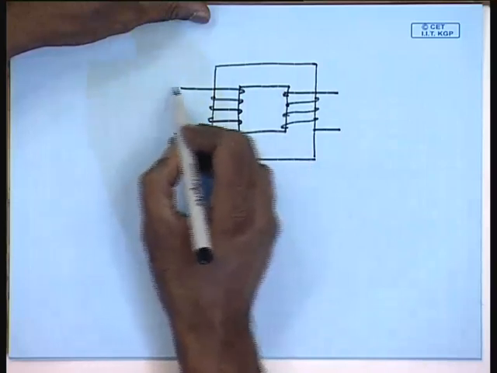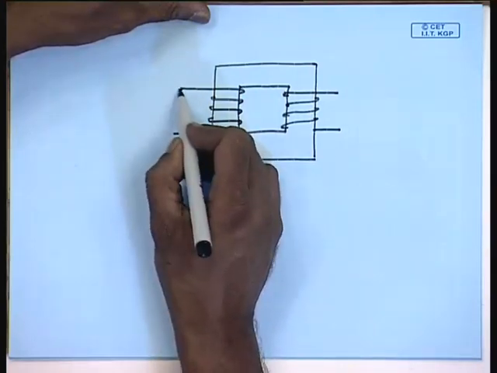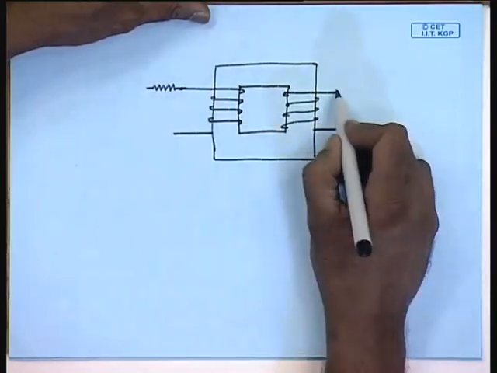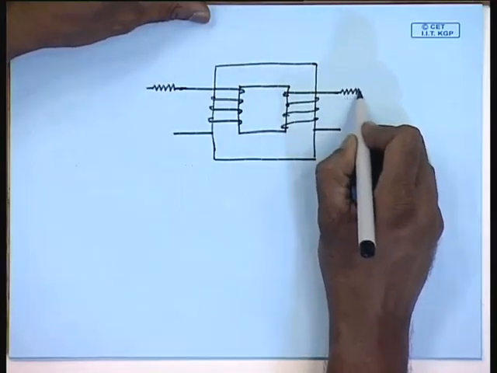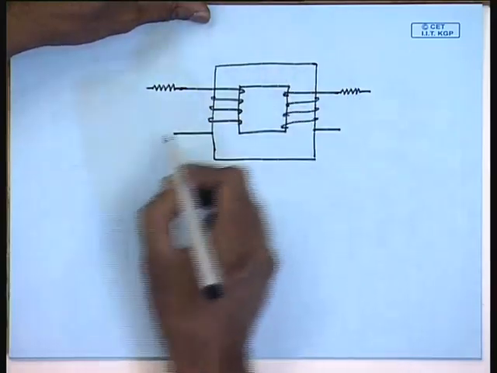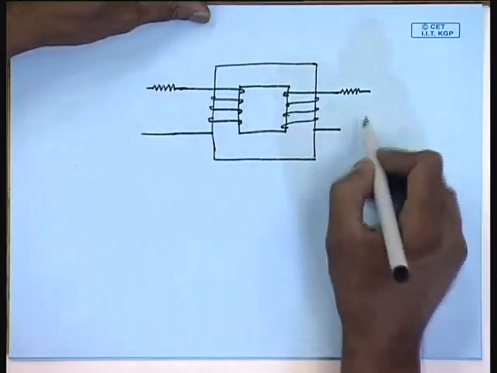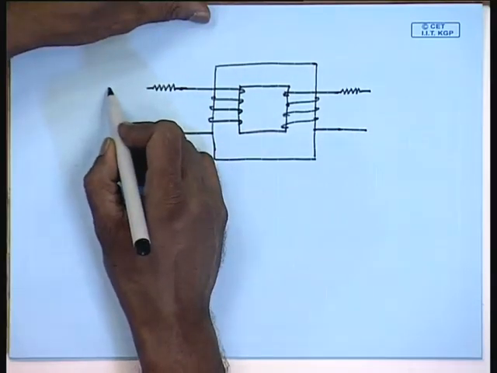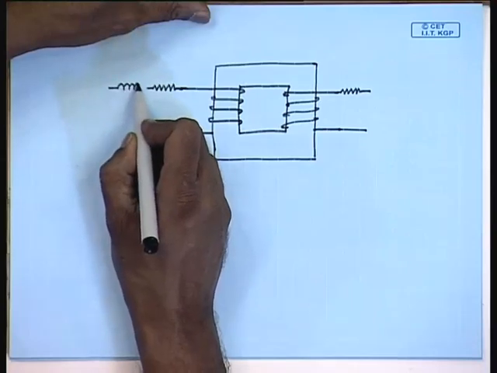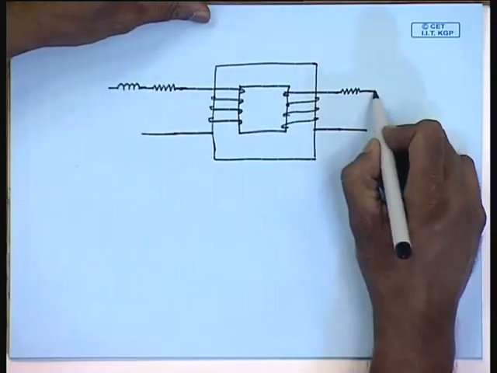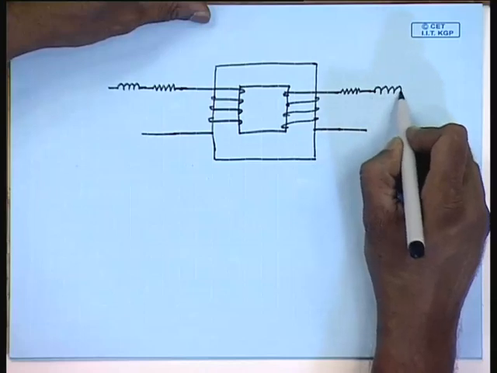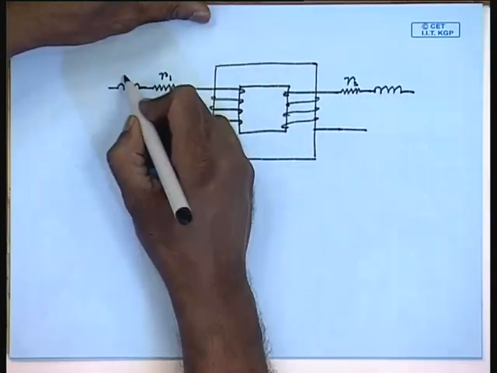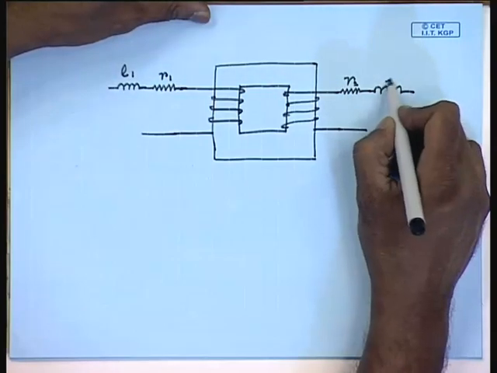by incorporating the resistance of the windings, R1, R2, and the effect of leakage flux can be incorporated by assuming a leakage inductance in series with both the windings, L1, L2.